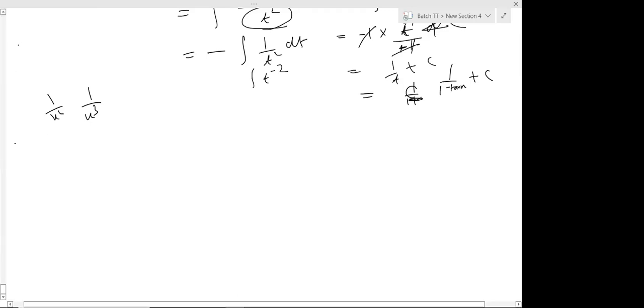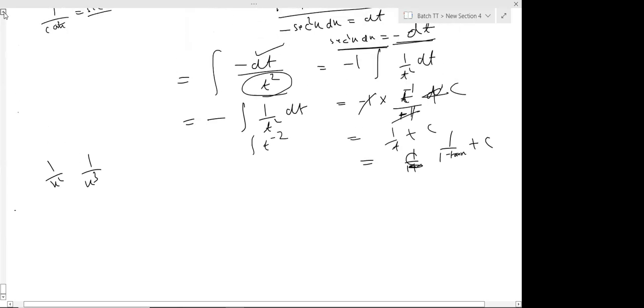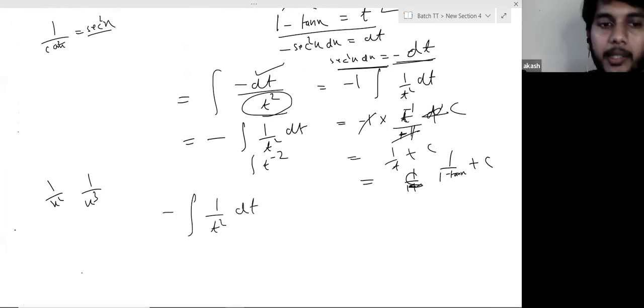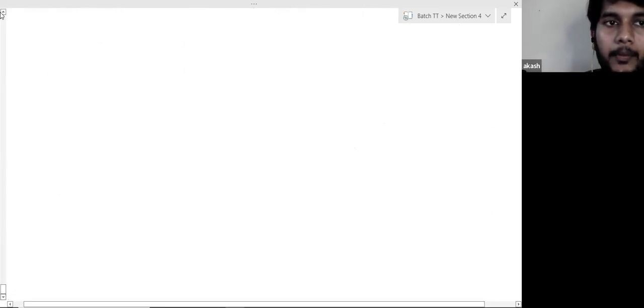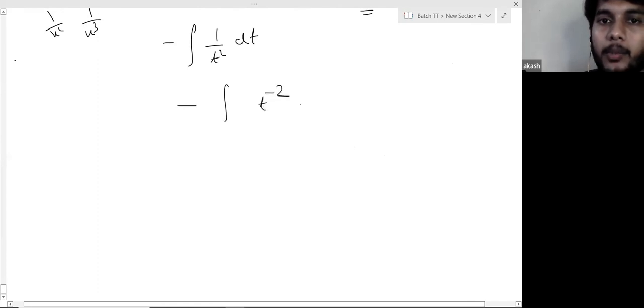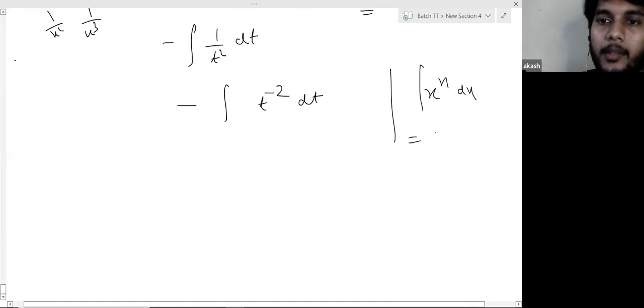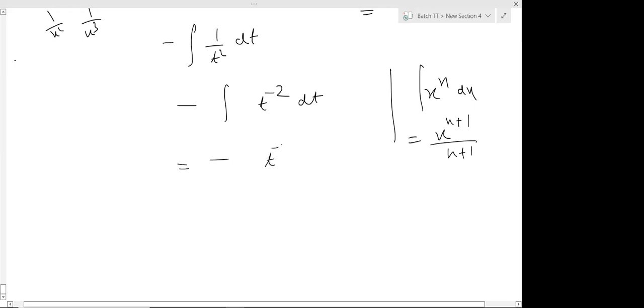I still didn't understand how you got 1 by t plus c there. All right, so integration point. So minus 1 upon t square dt, how do we integrate this? This is minus integration t to the power minus 2 dt. So we have the formula: integration of x to the power n is x to the power n plus 1 upon n plus 1. Got it, thank you, sir.